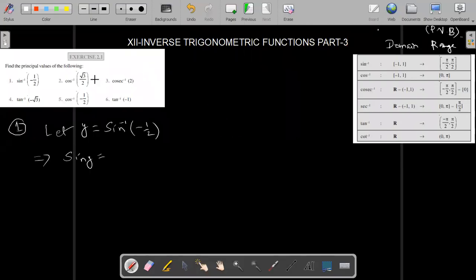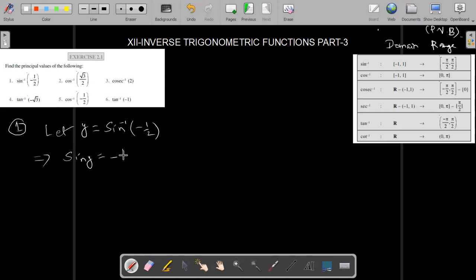So we will start today's exercise for finding the principal value branch. I explained to you what the principal value branch is for sine inverse, cos inverse, cosec inverse, sec inverse, tan inverse, and cot inverse. Accordingly, we will solve it. We have to bring it in the principal value.